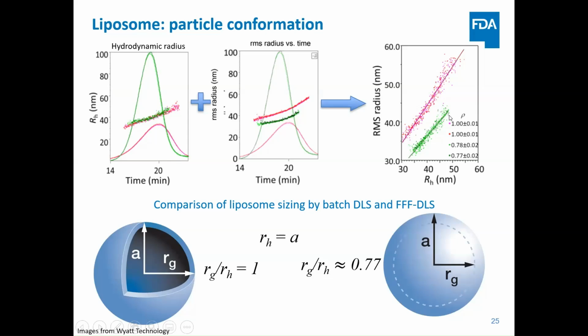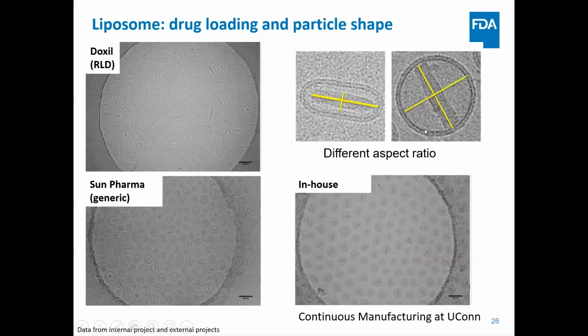Now we combine the hydrodynamic size with the RMS size and get a plot on the top right. And we can see that for the pink color formulation, the RMS to RH ratio is equal to 1. That means that the pink color formulation is the empty liposome. The green color one has a ratio of 0.7. That means that it is loaded with drug.